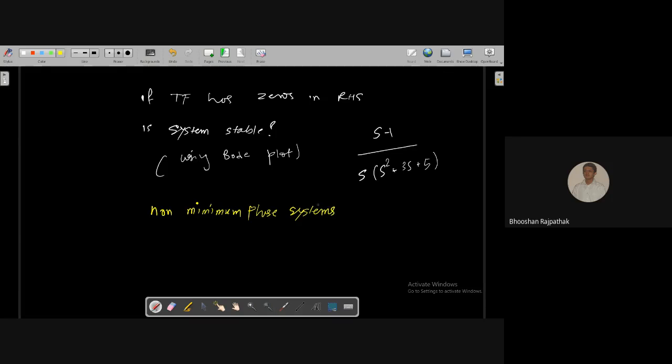non-minimum phase systems. And typically if they are tricky problems, they will ask this kind of problems. So when zeros are in RHS, these systems are called non-minimum phase systems. The properties of non-minimum phase systems are different from our normal systems. One of the properties I'll explain later. For this system, the Bode plot method fails.